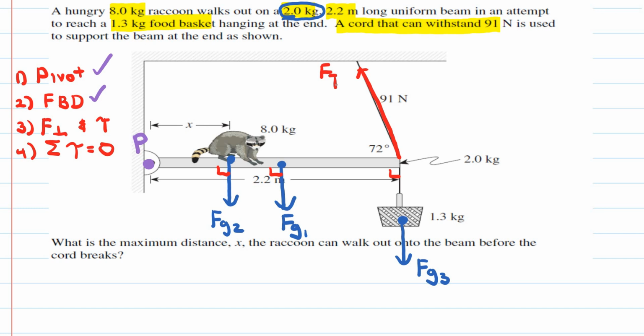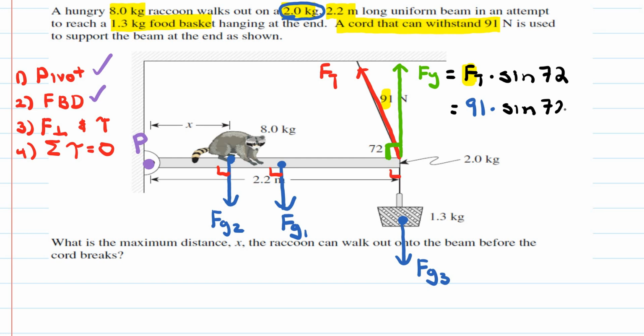Now, step number 3 is to find all the perpendicular forces. We found 3 of them, but for the force tension in the rope, it actually creates 2 forces, one in the horizontal direction and a vertical force, which I'll call Fy. Just like the previous problem, we don't care about the horizontal force, but we want the vertical force because that's perpendicular to the pivot point. So this equals the force tension times sine of 72 degrees. We're given the force tension, 91 newtons, so this will be 91 times sine of 72 degrees. Very similar to finding the horizontal and vertical velocities for projectile motion. Same idea there.